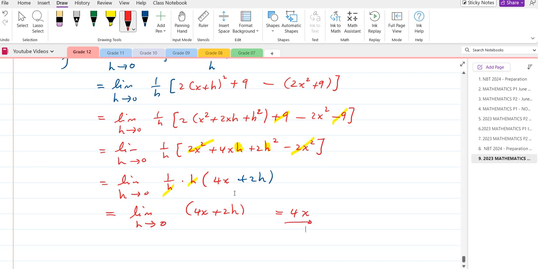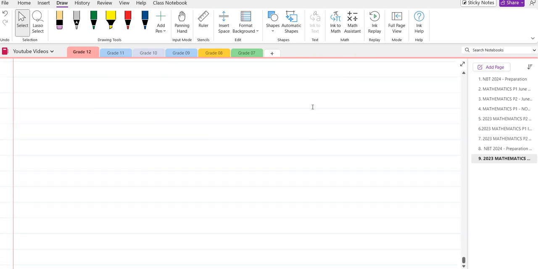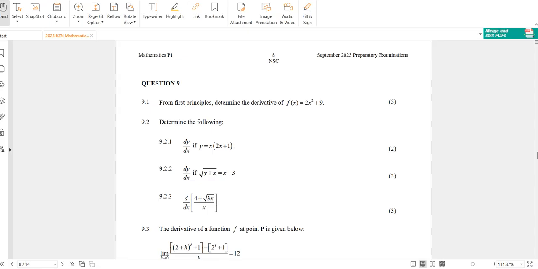Now if you use derivative rules, if you differentiate 2x squared plus 9, that is 2 times 2 is 4, 4x. So that's my answer. That's how you check your answer. Right, let's move on to the next one.